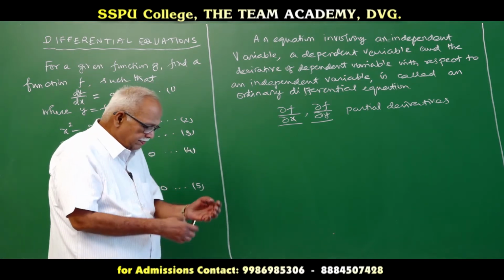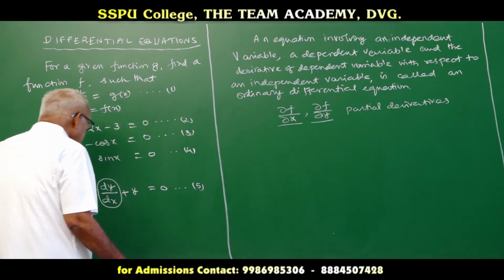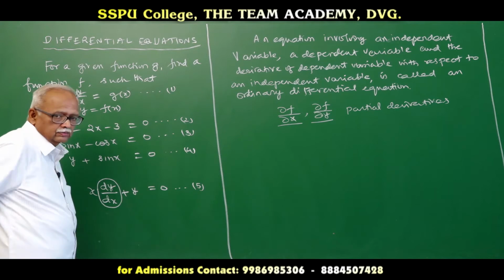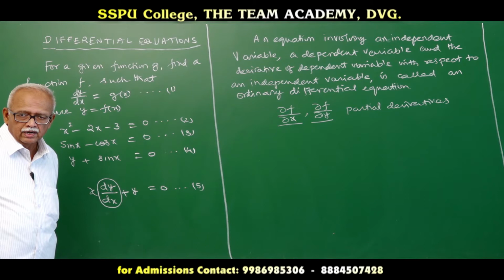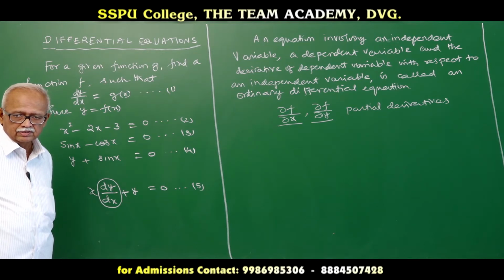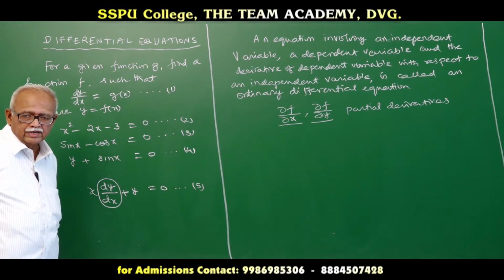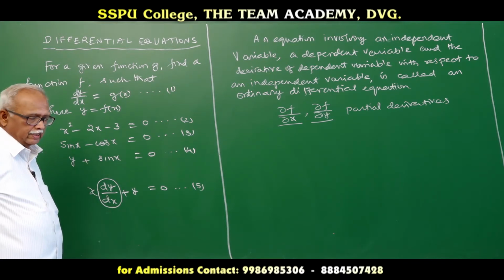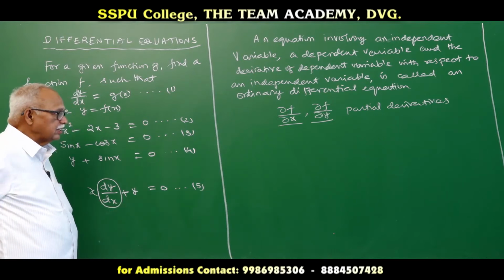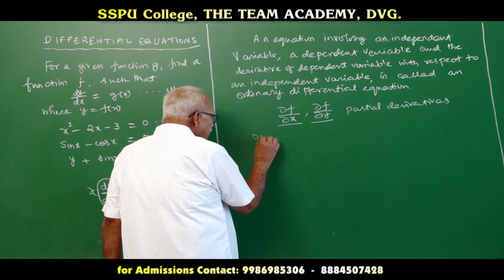Now we have defined the differential equation. Once more, equations 2, 3, 4 are equations involving only dependent or independent variables. The fifth equation involves the derivative of the dependent variable along with the independent and dependent variable. So that is called a differential equation. Now let us take the next one, the order of a differential equation.